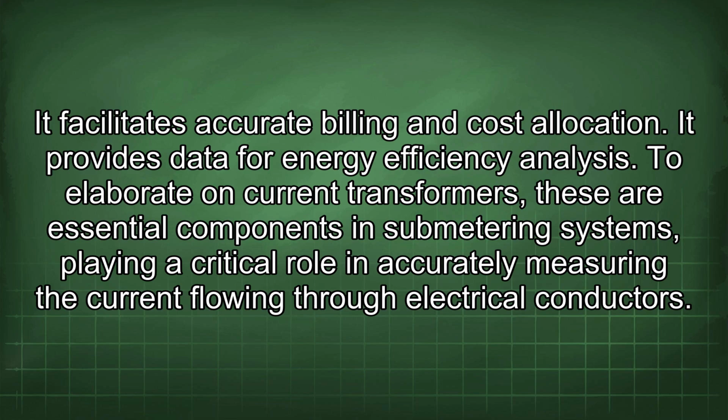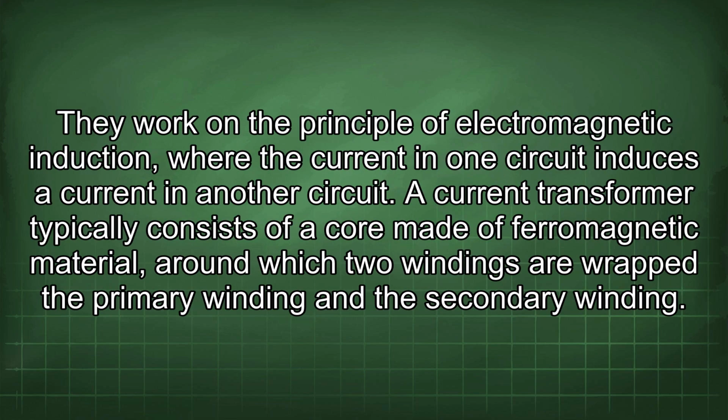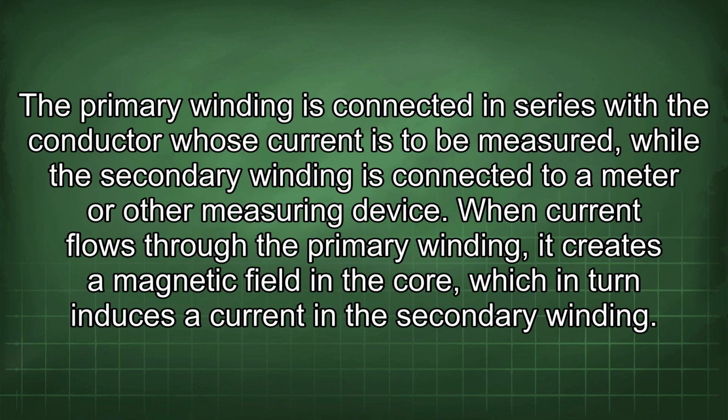To elaborate on current transformers, these are essential components in submetering systems, playing a critical role in accurately measuring the current flowing through electrical conductors. They work on the principle of electromagnetic induction, where the current in one circuit induces a current in another circuit. A current transformer typically consists of a core made of ferromagnetic material, around which two windings are wrapped: the primary winding and the secondary winding. The primary winding is connected in series with a conductor whose current is to be measured, while the secondary winding is connected to a meter or other measuring device.